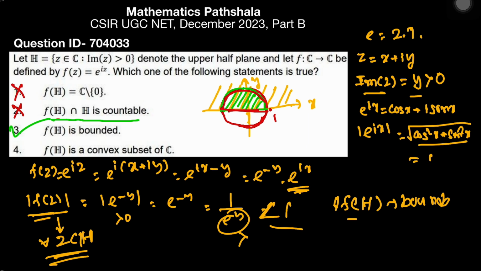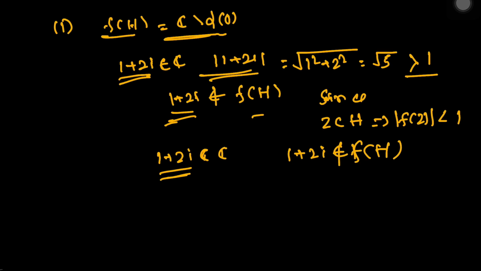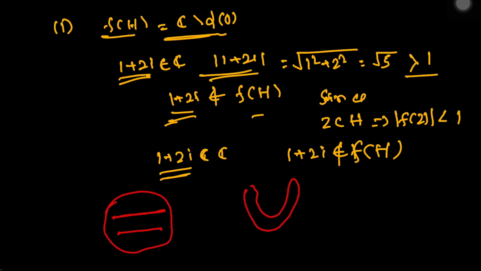Now in option 4, what is said is that f(H) is a convex subset of H. Let's see. What is a convex set? If you take any 2 points of the set, the line segment of these two points should belong to that set. Then this set is convex. So if a curve looks like this, then you can see the line segment does not belong to this curve. So this is not convex.